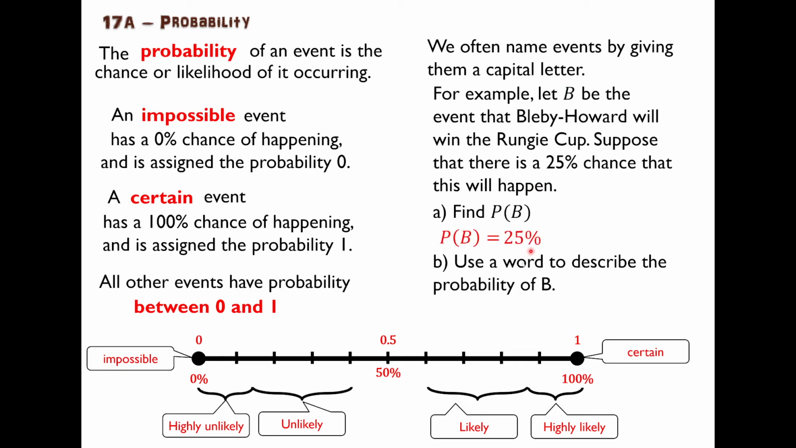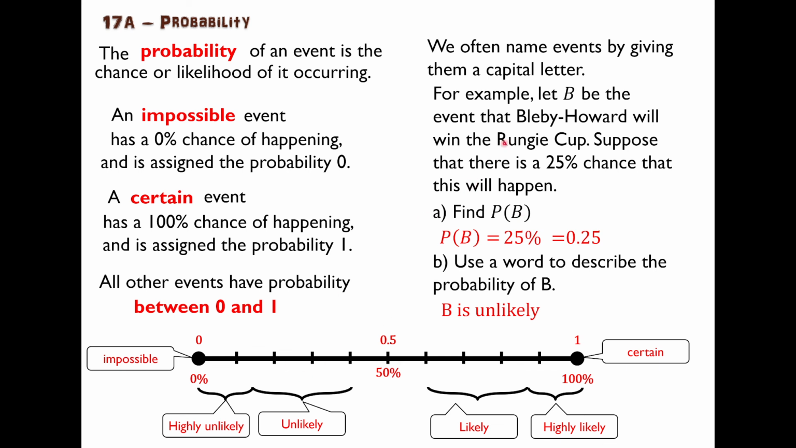It's 25%. Sometimes it's handy to write probabilities as a fraction or a percentage as a decimal. Let's write it as a percentage and a decimal. What would this be as a decimal? It would be 0.25. And we can give a number for a probability, but we can also use a word to describe the probability. This is 25%, so it's not like it's highly likely. It's around this area. It's unlikely.